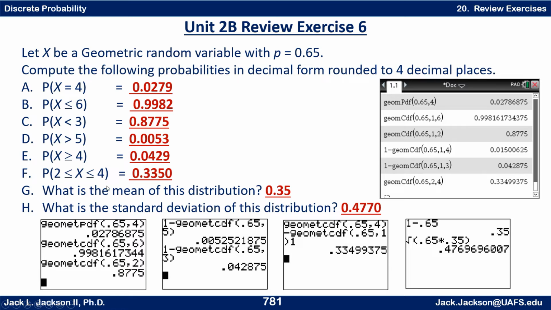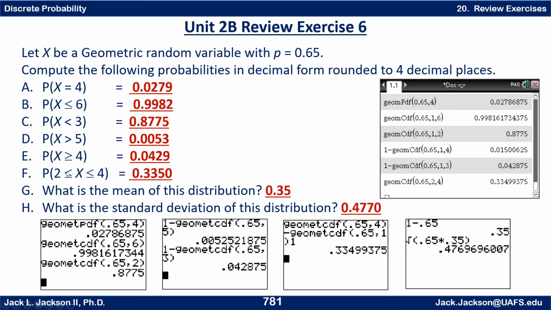And when you do a probability between two numbers like this, it's the difference in two CDFs. So if we do geometric CDF 0.65, 4, that'll do the probability from x going anything less than or equal to 4. So in this case, geometric starts at 1 for x, so it's probability for x equals 1, 2, 3, or 4. Well, from that, we want to get rid of some, actually just 1.